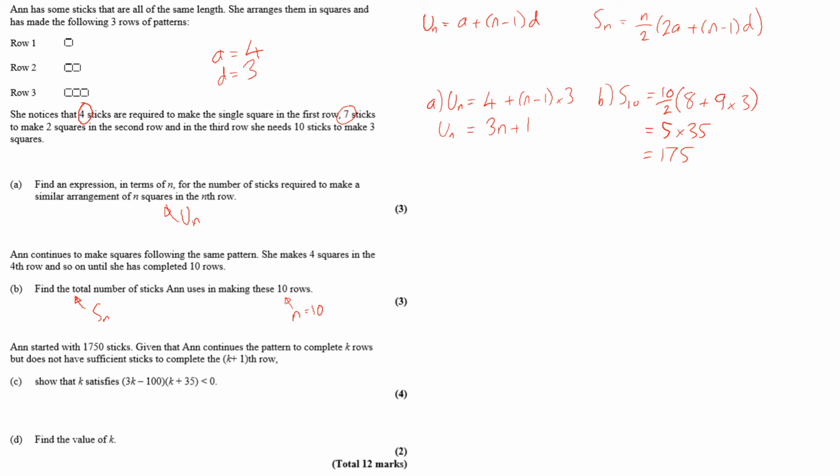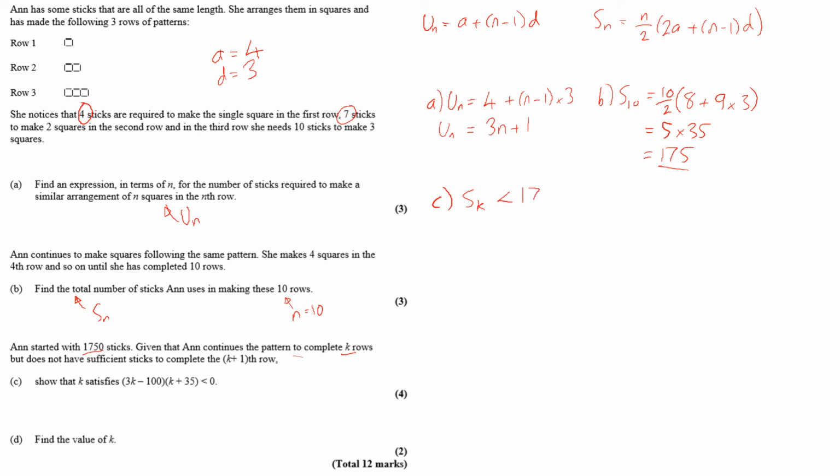Then we get on to a slightly more complicated question. We say we start with 1,750 sticks, and the mistake that they want you to make here is to look at the 175 you've just got and say, well, just times it by 10. But patterns don't work that way. The amount doesn't scale linearly. This is an SN question, but it's actually an SK question because we're talking about completing K rows, so the sum of the first K rows, and we're saying that we do have enough sticks to do this.